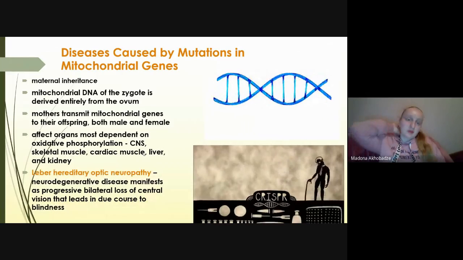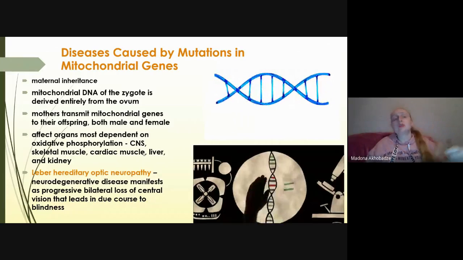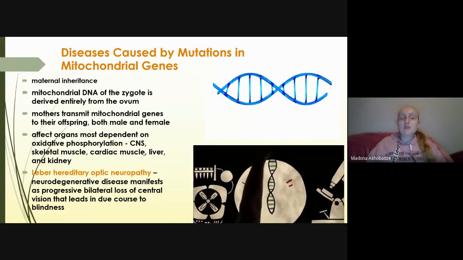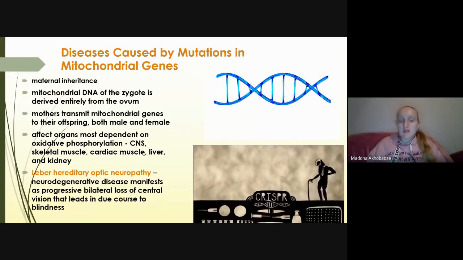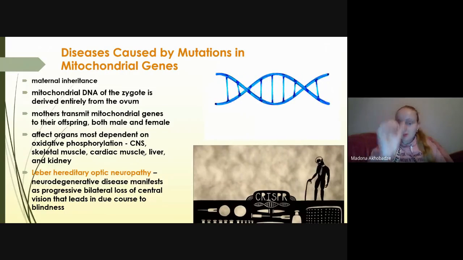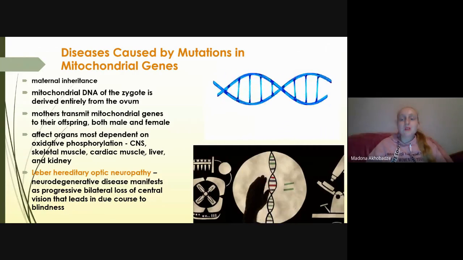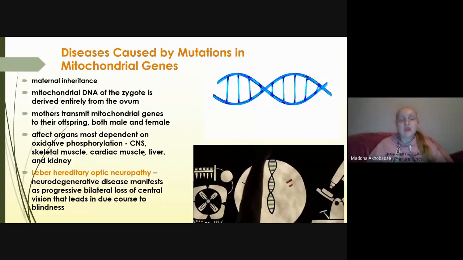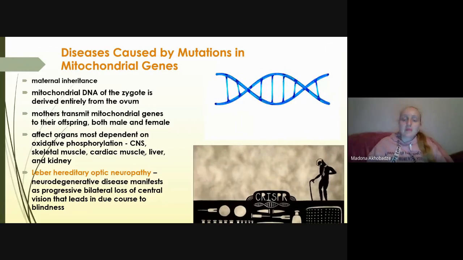One of the common diseases caused by mutations in the mitochondrial genome is Leber hereditary optic neuropathy. It's a neurodegenerative disease that manifests as progressive bilateral loss of central vision. The periphery is preserved, so it's like looking through a loop, they lose the central focus, which leads to blindness.